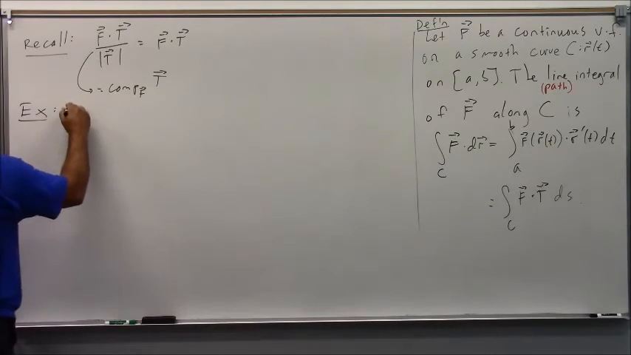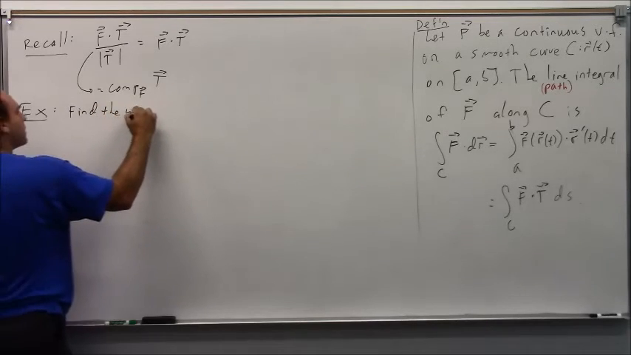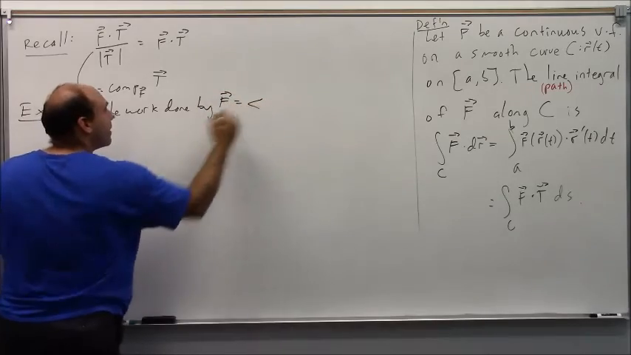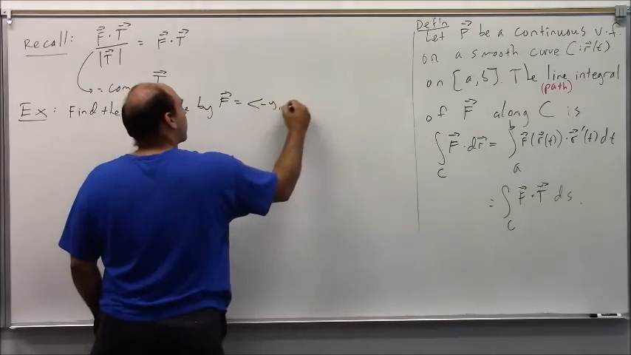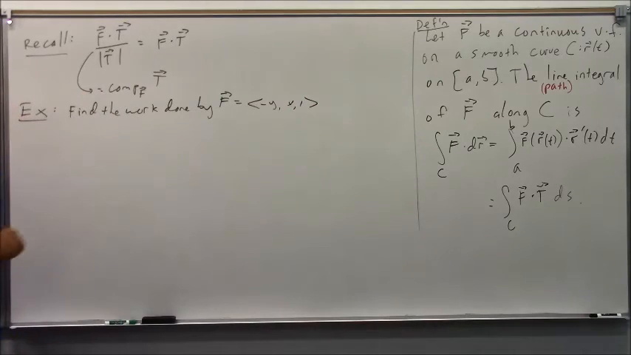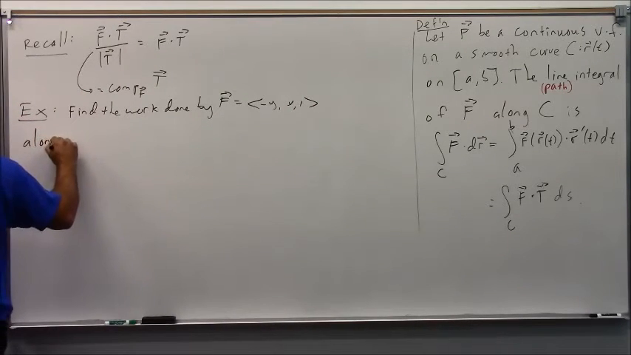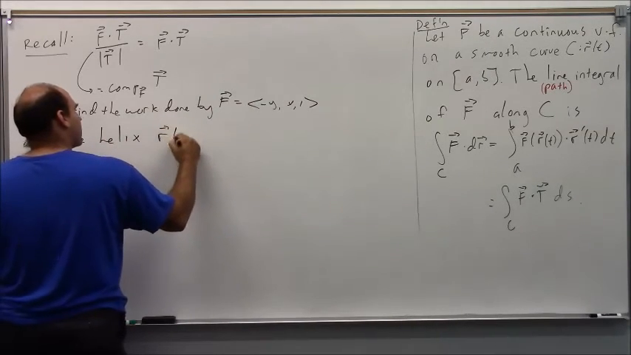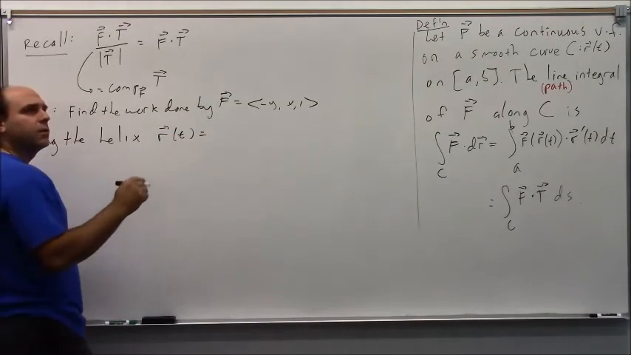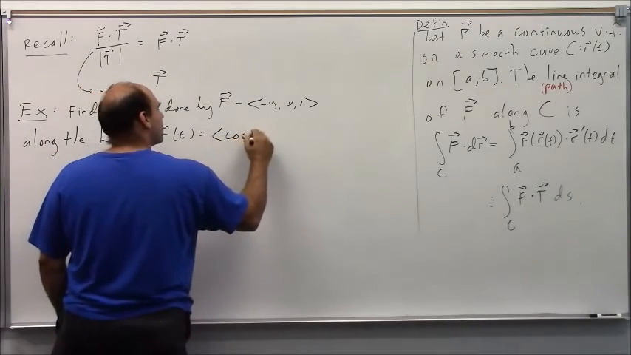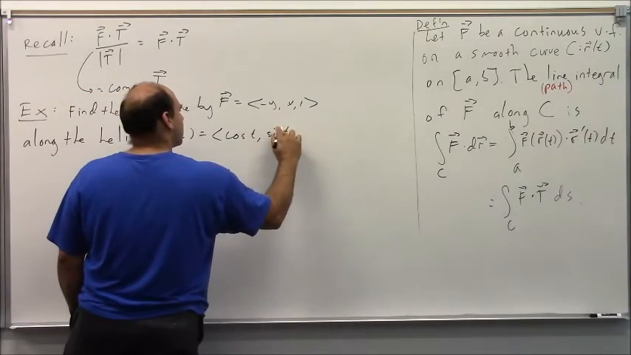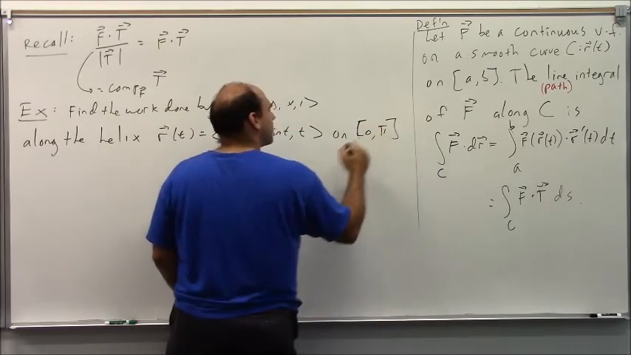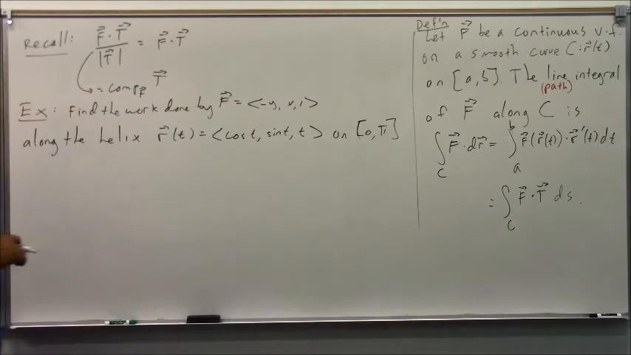Let's find the work done by this vector field, f equals negative y, comma x, comma 1, along the helix r of t equals cosine t, sine t, t, on 0 to pi. So pause here, take a look at this and see what you can come up with.